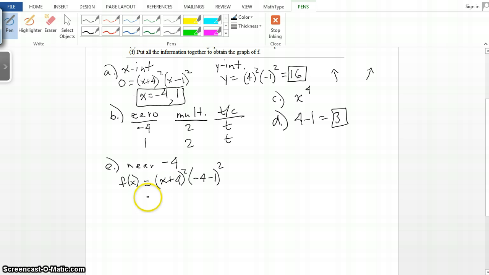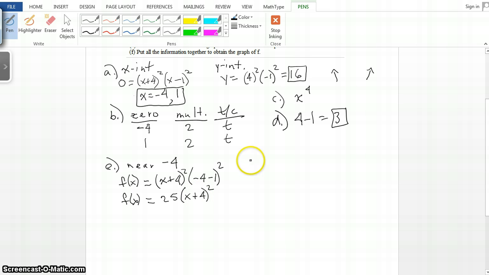So this part over here is a negative 5. If you square it, it's 25. Then I'll still have the x plus 4 quantity squared. So what this tells you, this is a quadratic that's shifted to the left 4. That's why it's near the 0 of negative 4, because it went to the left 4. And stretched by a positive 25. So it's above the x-axis, just comes and touches, turns around and goes back up.